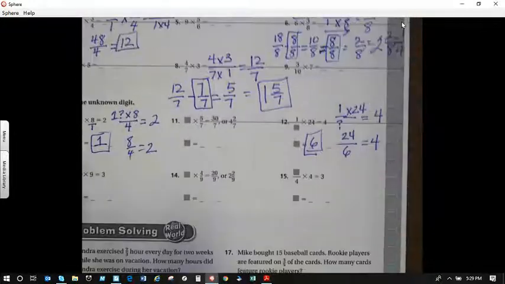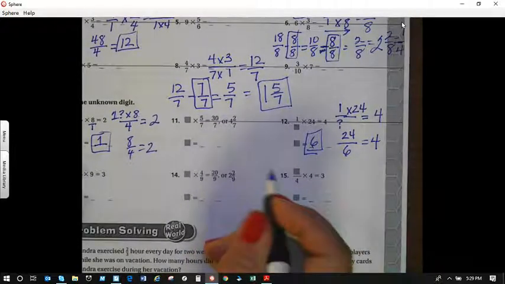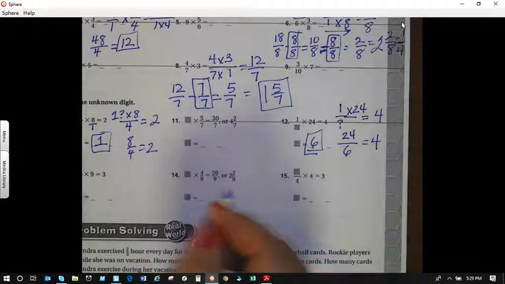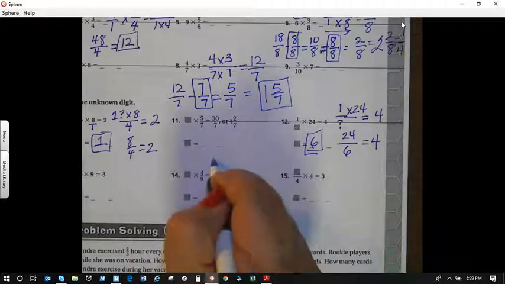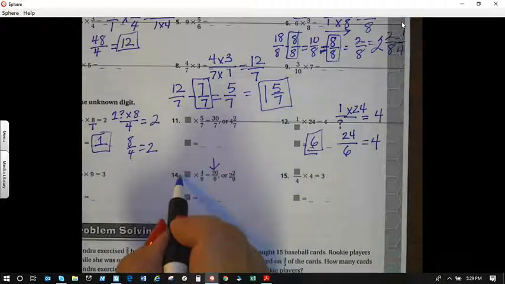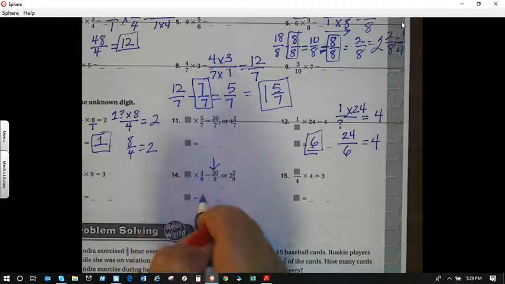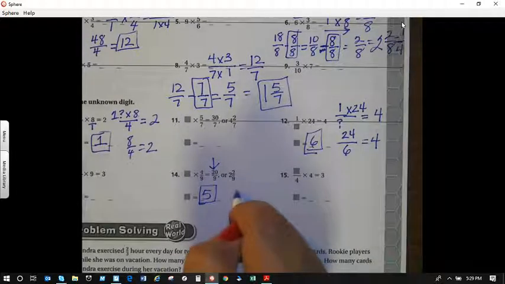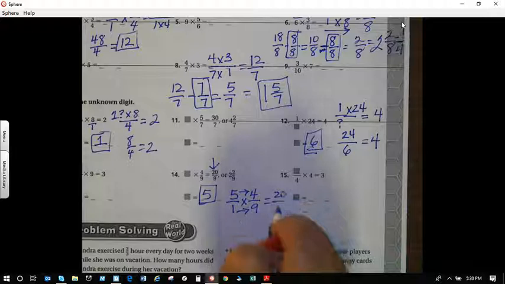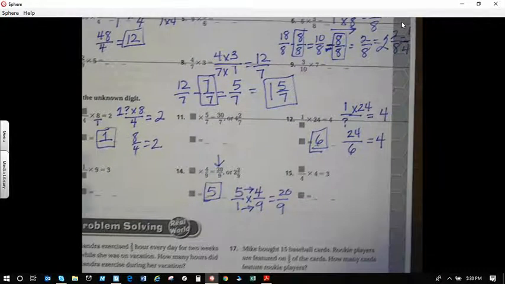Number 14, let's take a look at this one here. So my unknown number, what is this here? I'm going to look at this part here. Well, I know that that's a 20. So 4 times what will give me 20? Yeah, 5. So my unknown number is 5, because I have 5 over 1 times 4 over 9, going straight across. All right, and that was that easy.